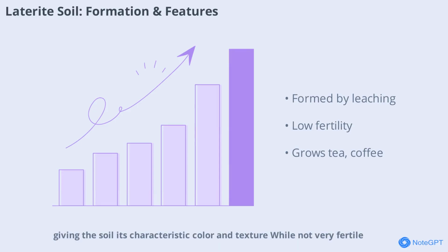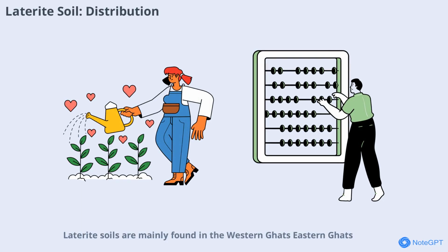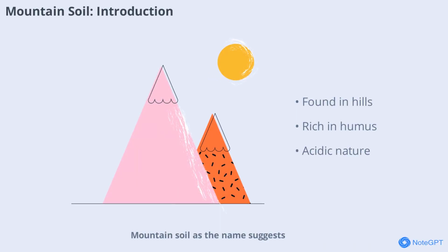While not very fertile, laterite soil can be improved with fertilizers and is used for crops like tea, coffee, cashew, and rubber. Laterite soils are mainly found in the Western Ghats, Eastern Ghats, parts of the Northeast, and some coastal regions. States like Kerala, Karnataka, Tamil Nadu, and Assam have significant areas covered by laterite soil, especially on hill slopes and plateaus. Mountain soil, as the name suggests, is found in the hilly and mountainous regions of India.